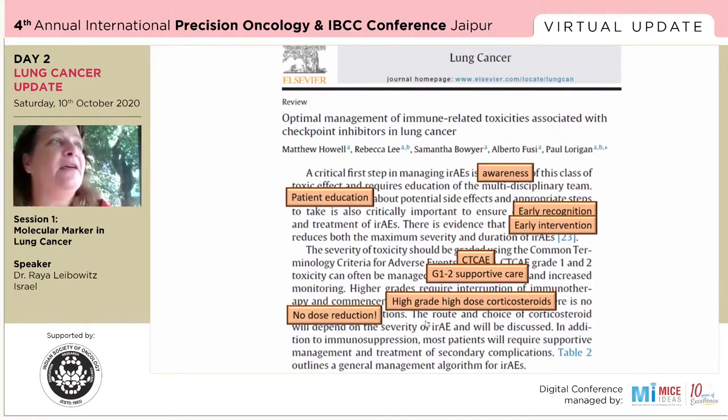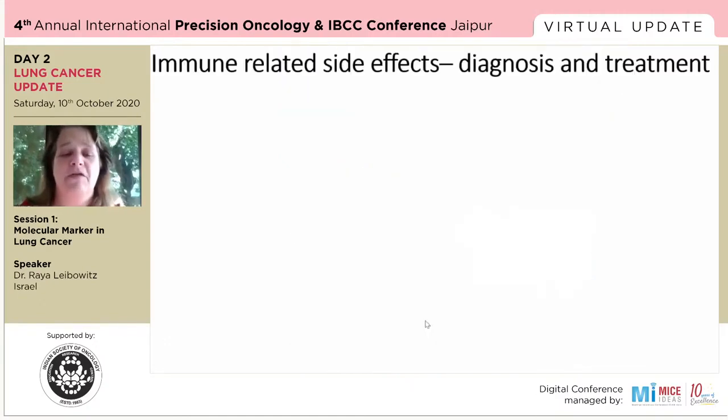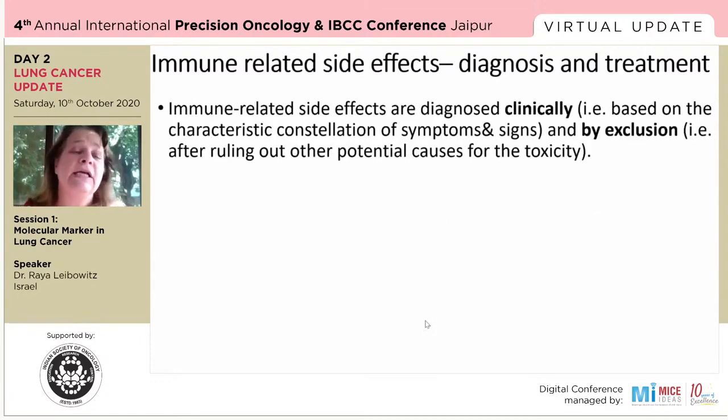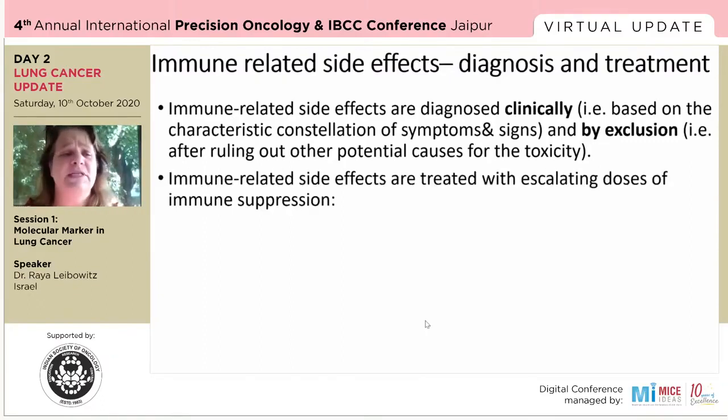And of course, we know that there's no such thing in immunotherapy as a dose reduction. So the decision we need to make upon termination of the toxicity is whether we want to resume immunotherapy or not, but there's no such thing as a dose reduction. So how do we diagnose these things? They're diagnosed clinically. So that means it's based on the characteristic constellation of symptoms and signs. And it's also many times a diagnosis of exclusion. So if we see a nephritis, we see acute renal failure, there's no obstruction to the kidneys, there's no nephrotoxic drug, then you may very well assume that this is an immune-mediated nephritis and start treatment. And same would be for many more of the toxicities.